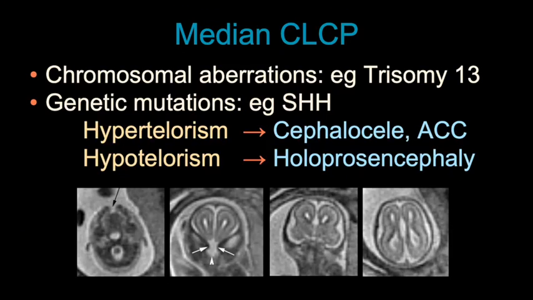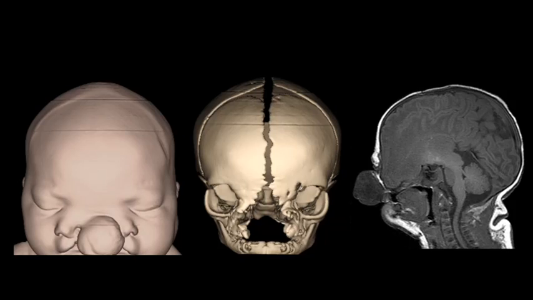Now, here is an example of a median cleft lip and palate, but in this patient the eyes were wide apart. And so, having talked about this median cleft with hypotelorism as a marker for holoprosencephaly, if you should see the rare median cleft with hypertelorism, look north for cephaloceles and agenesis of the corpus callosum. This is an example of a large median cleft with a large frontonasal cephalocele and hypertelorism and deformity of the nose.